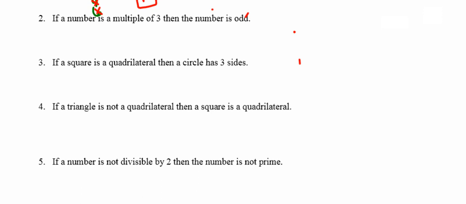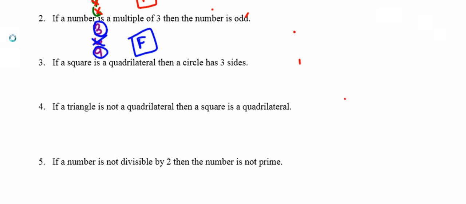Number 2 says if a number is a multiple of 3, then it must be an odd number. So again, I'm going to start off by considering some familiar multiples of 3, numbers like 3, 6, and 9. If I have a multiple of 3, does that mean that that number also has to be odd? Well, in 2 of the cases it is, but in this case it is not. And that conditional also is a false conditional.